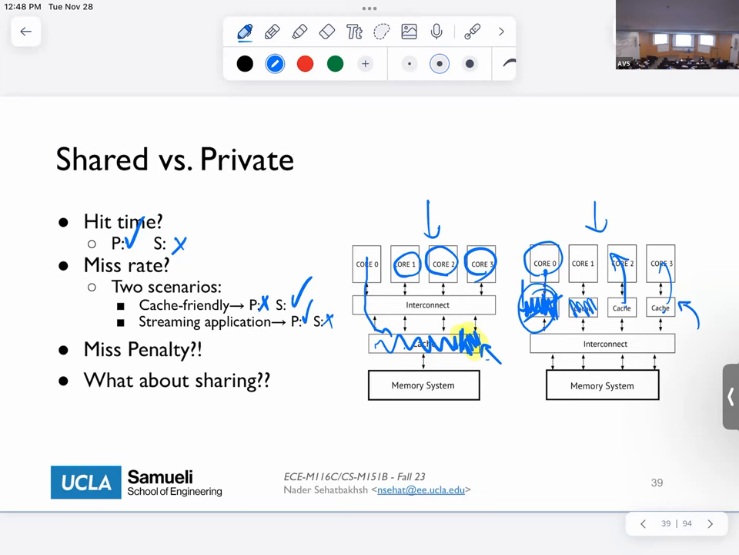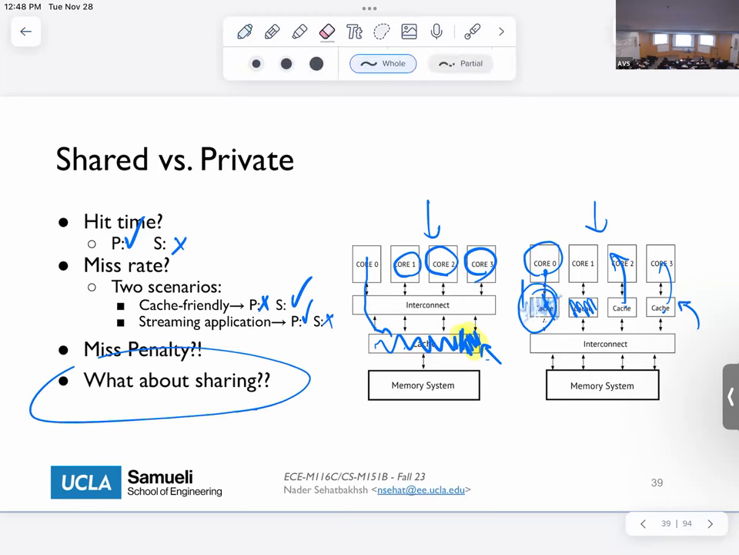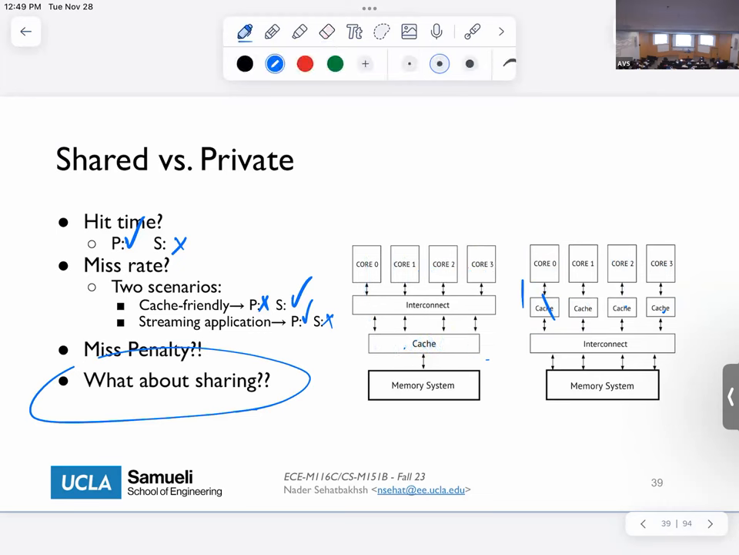And then the last thing I want to talk about is sharing. The important thing about sharing is that if you think about shared and private, you will see that this shared cache system is much easier for users to share things, because you essentially put it in that shared cache, and if the other core wants to read it, it just goes into the cache and reads it, right? So sharing is significantly easier in a shared cache system than a private cache system.